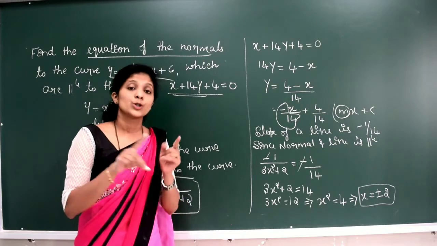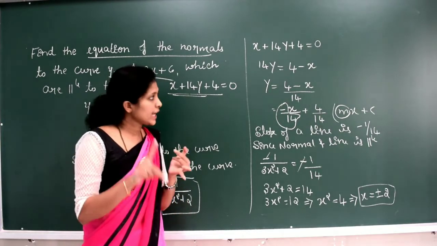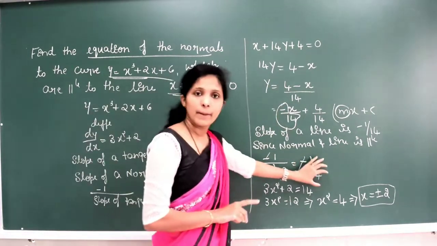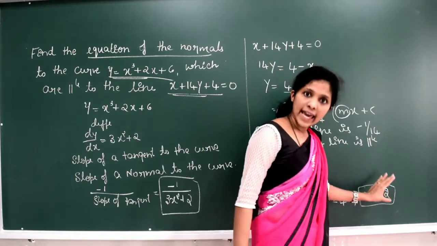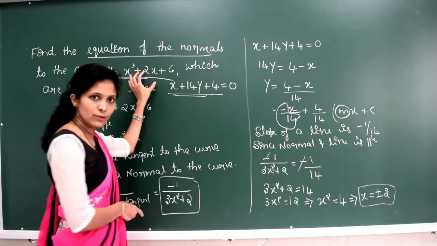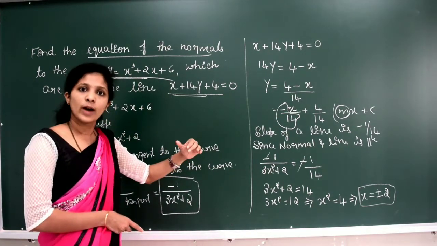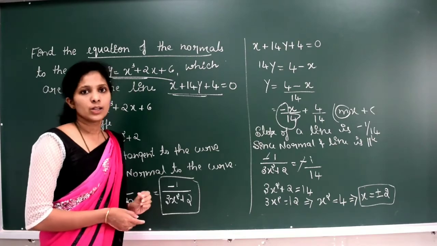As I told you, to find the equation of a normal, we need the slope and the point. Anyway, we have the slope. The slope is now minus 1 by 14. And we need the point. We have the values of x. Now we substitute the values of x in this equation 1, so that we get the value of y. Then just substitute that and we can find the equation of a normal.